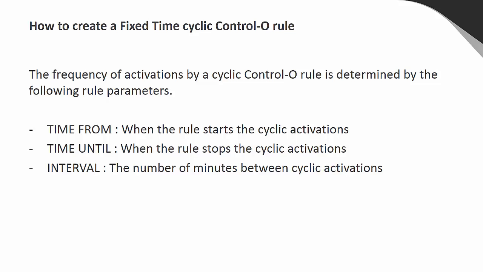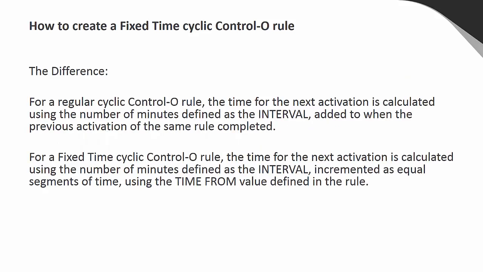For those of you that have created cyclic ControlO rules before, you'll know that the frequency of activations by a cyclic ControlO rule is determined by the following rule parameters. Time from, which is when the rule starts the cyclic activations. Time until, which is when the rule stops the cyclic activations, and the interval, which is the number of minutes between cyclic activations. So what's the difference between a regular cyclic ControlO rule and a fixed time cyclic ControlO rule?